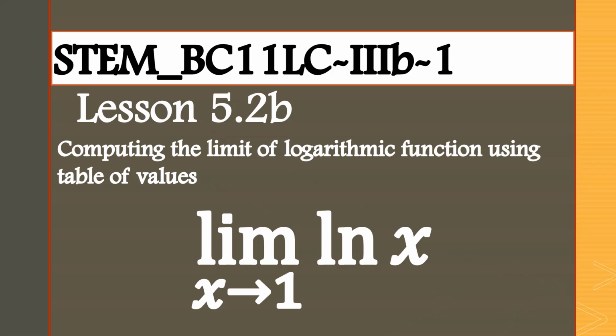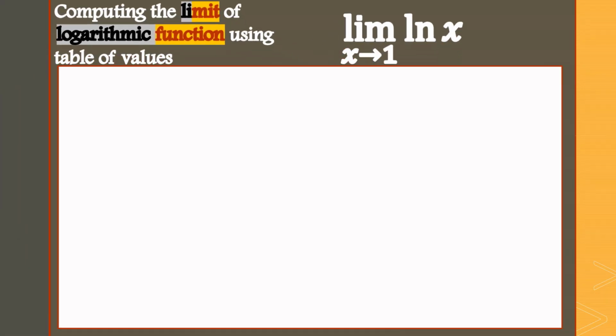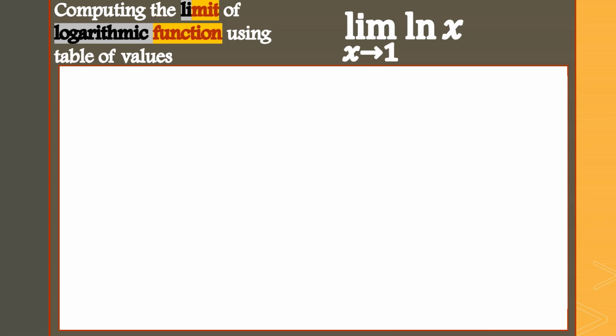Let's compute the limit of the natural logarithm of x as x approaches 1 using a table of values. This is a continuation of illustrating the limit of logarithmic functions using a table of values. In the previous video, we used the function logarithm of x to the base 10, and we illustrated its limit using a table of values from the left and right of 1. This time, we are going to use the natural logarithm of x as x approaches the same value of 1. Again, that is our f of x.